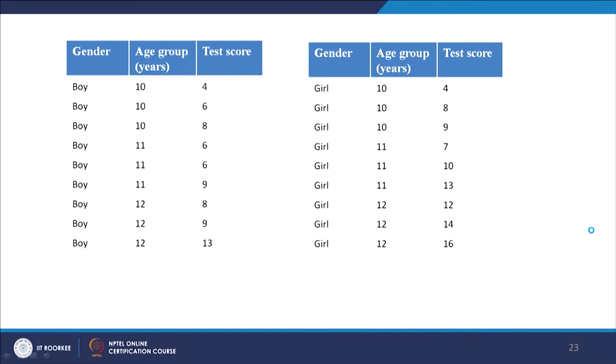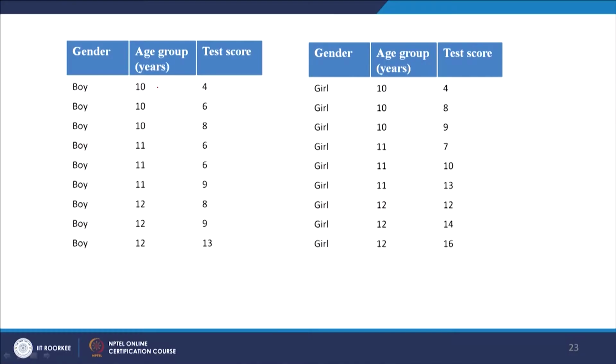Now, this is the gender. There are two groups, boys and girls, male and female, and age group which has been divided into 10, 11, 12. So, there are three age groups: students of age 10, 11 and 12. The scores are given to you. There is a boy 10 years of age, he has scored 4, another boy of 10 years scored 6, another boy of age 10 scored 8.